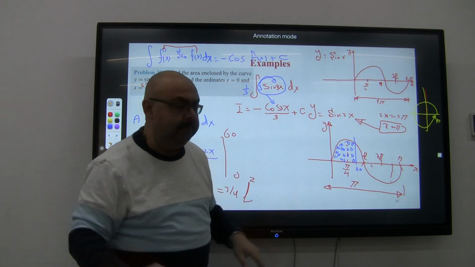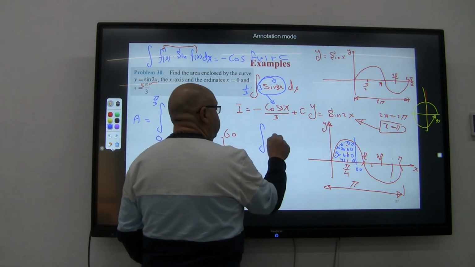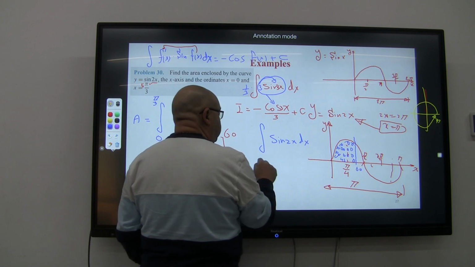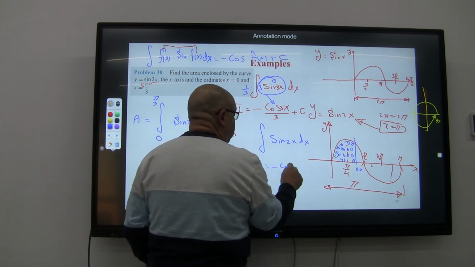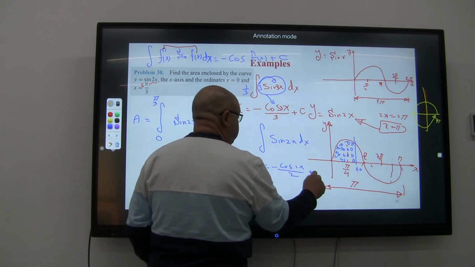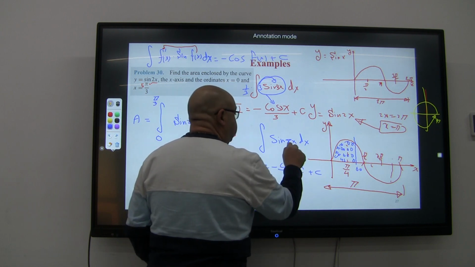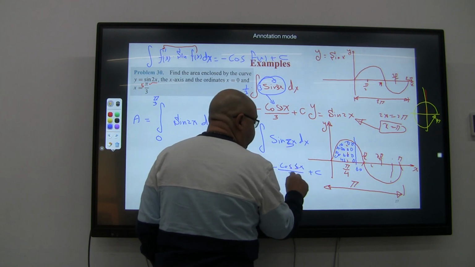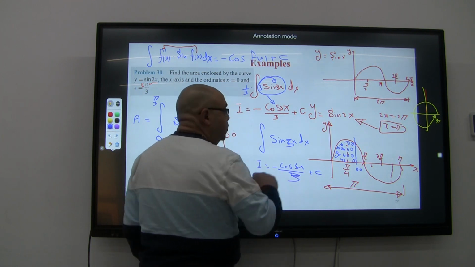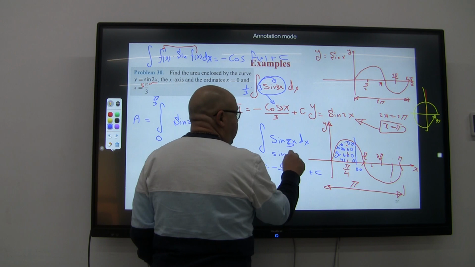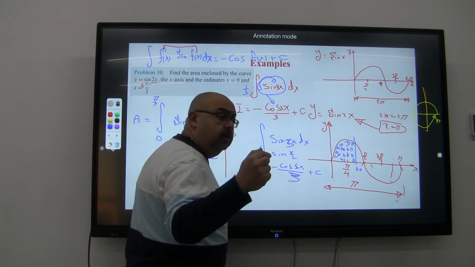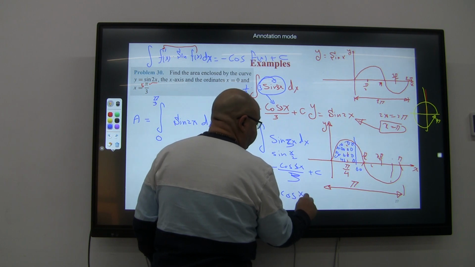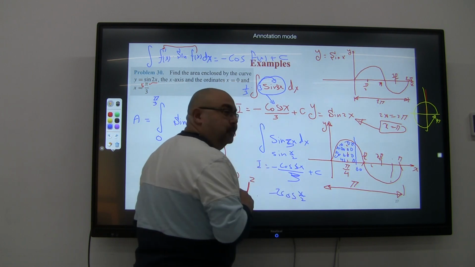So, bottom line. If I want to integrate sine 2x dx, the integration will be negative cosine 2x divided by 2 plus c. If I want to integrate sine 5x, in a similar manner it's going to be negative cosine 5x divided by 5. If I want to integrate sine x over 2, it's going to be negative cosine of x over 2, but don't you forget times 2.